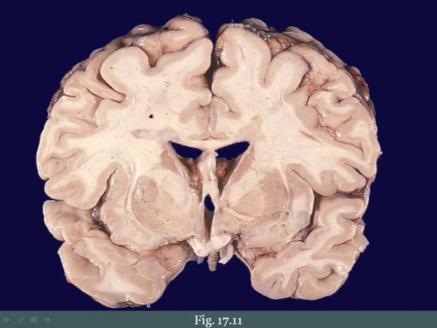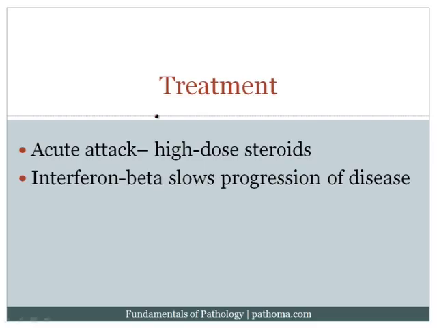Here's a picture of a brain, and just remember that, of course, you've got gray matter and you've got white matter. And the gray matter is gray because there is no myelin, and the white matter is white because there is myelin. So when you get demyelination, what's going to happen is you're going to get gray areas within the white matter. So, for example, this is a region here where you've got graying of the white matter, and this represents multiple sclerosis. The treatment of multiple sclerosis will be high-dose steroids during an acute attack, and interferon beta can be given, which has been shown to slow the progression of the disease.